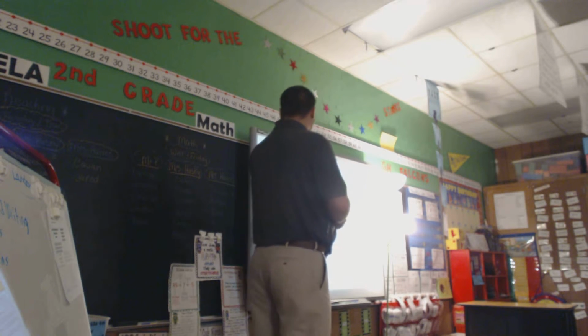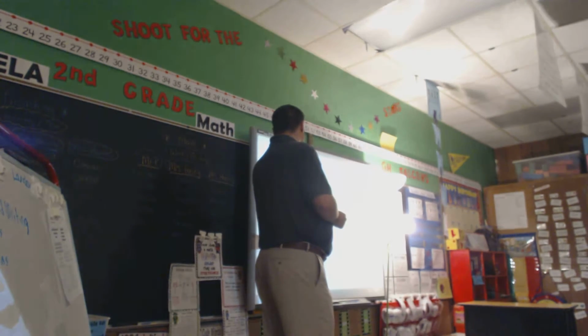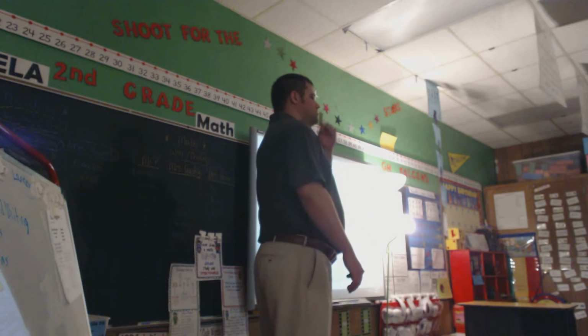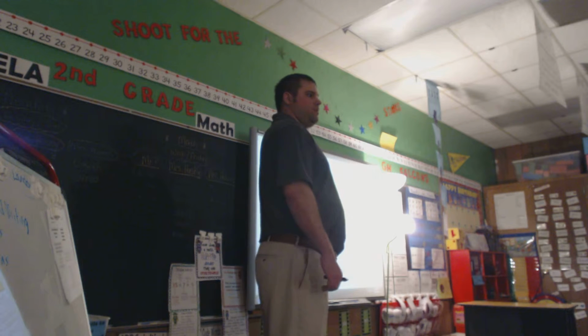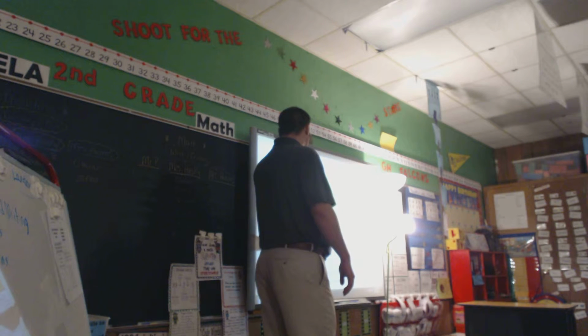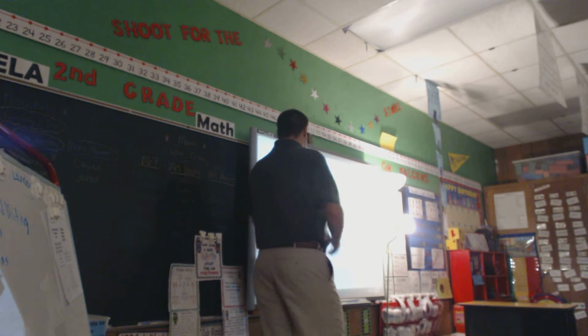Okay. Let's look at Kaylee. Count by 2s. 2, 4, 6. I'll wait till everyone. I'm looking at table 3. We're not really participating right now. Let's do it again. Eyes up here. Count by 2s. 2, 4, 6.